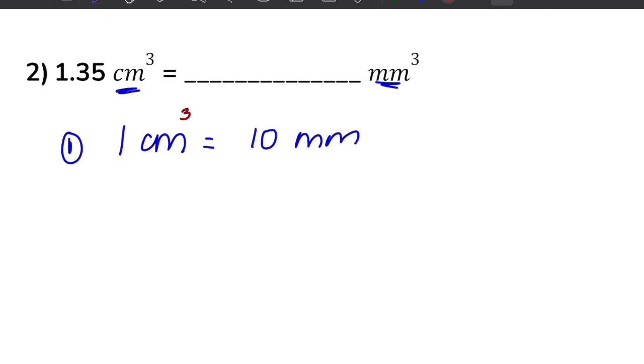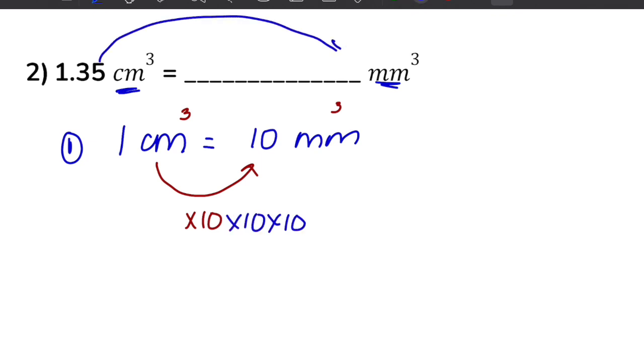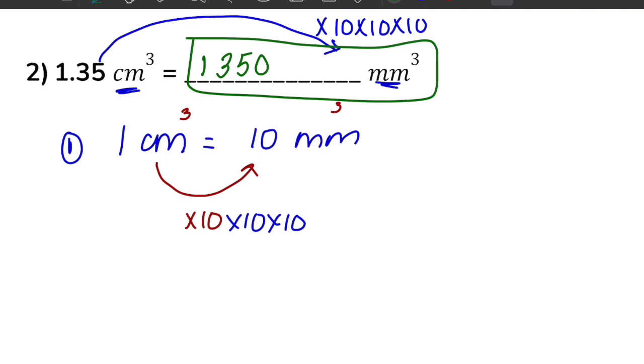But we're dealing with volume, so instead of multiplying by 10, I'm multiplying by 10 a total of 3 times. So to go from here to here, I'm also multiplying by 10 3 times. So that's multiplying by 1,000. So the answer will be 1,350 millimeters cubed. Okay?